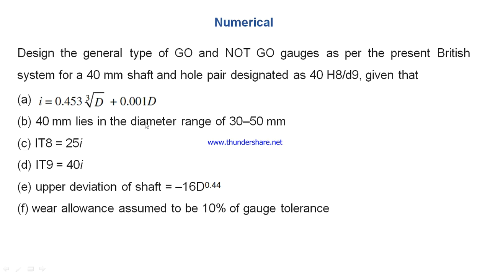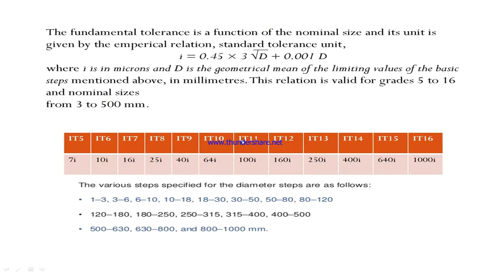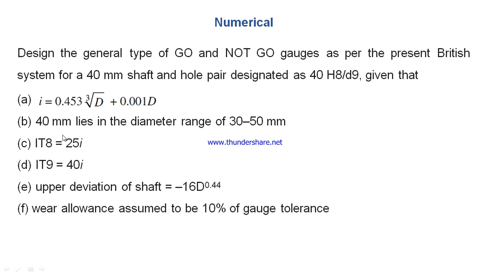In the problem it is also mentioned that the 40 mm diameter lies in the diameter range of 30 to 50 mm. So why is it 30 to 50 mm? You must know that there are various diameter steps specified by ISI. So 1 to 3, 3 to 6, these are the diameter steps up to 800 to 1000 mm. Within this we have to check. So 40 mm lies within the diameter range.